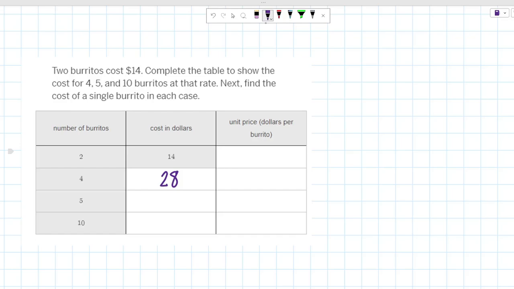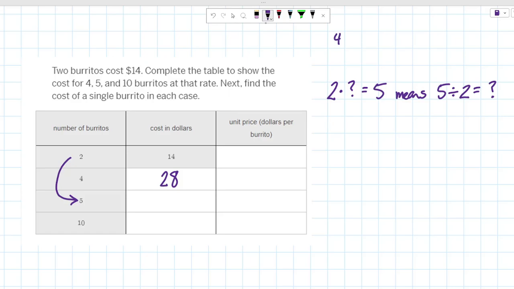Next, let's find the cost of 5 burritos. So we'll just work from the cost of 2 burritos for this one. So to find the cost of 5 burritos, we could say 2 times what equals 5. Well, we could use division to figure out what this is, because if 2 times a number is equal to 5, that means 5 divided by 2 is equal to question mark, because that's the relationship between multiplication and division.